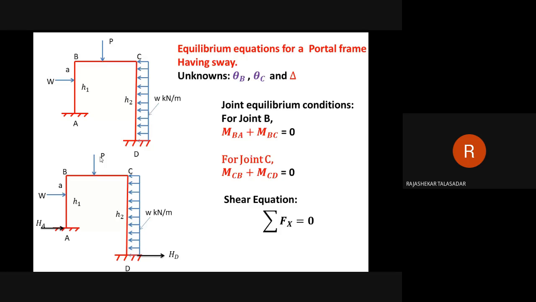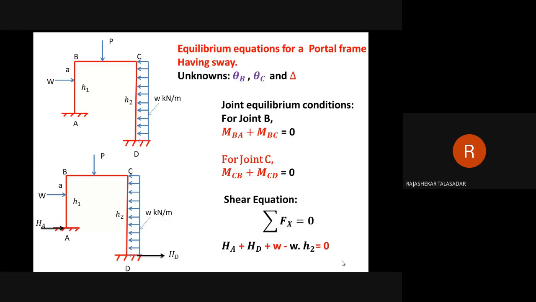See, first, if you take the sign conventions, right moving force as positive, left moving force as negative. There are three right moving forces, which are HA, HD, and W. And the left moving force is this UDL. Then what will it become now? HA plus HD plus this W. This is UDL. What is the total UDL now? It is acting for a span of height H2. So minus W into H2 will give you the total UDL, which is acting in the leftward direction. Hence it is minus, and this equals 0.